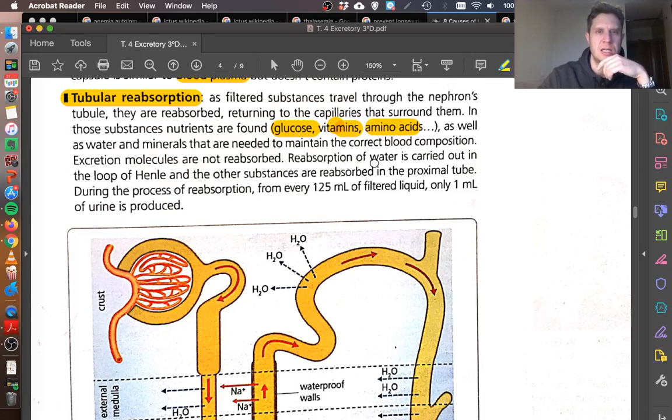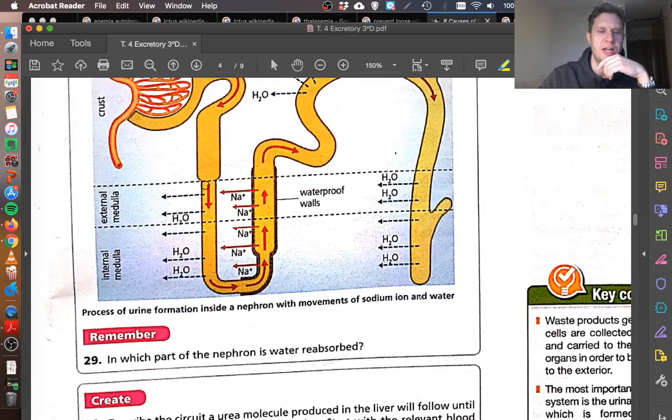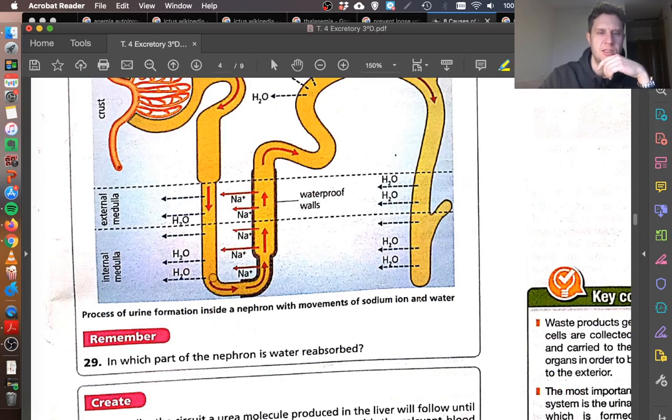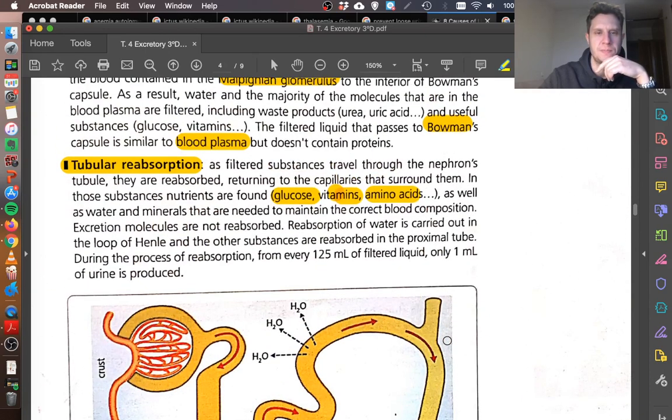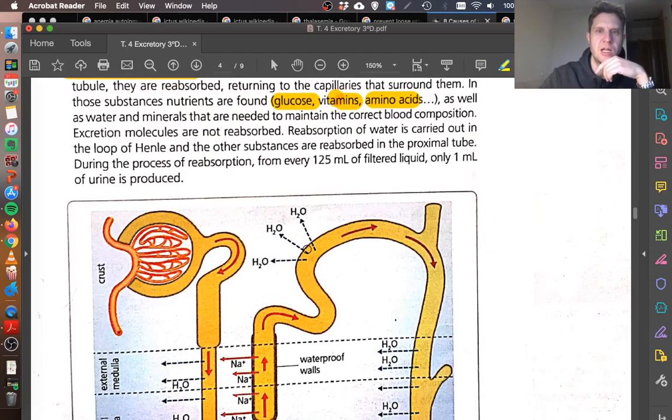It filters substances as well as water and minerals that are needed to maintain the correct blood composition. Excretion molecules are not reabsorbed. Reabsorption of water is carried out in the loop of Henle. In the loop of Henle we are going to extract the water, and in the collector tube, as well as minerals. Other substances are reabsorbed approximately in the proximal tube. During this process, from every 125 milliliters of filtered liquid, only 1 milliliter of urine is produced.